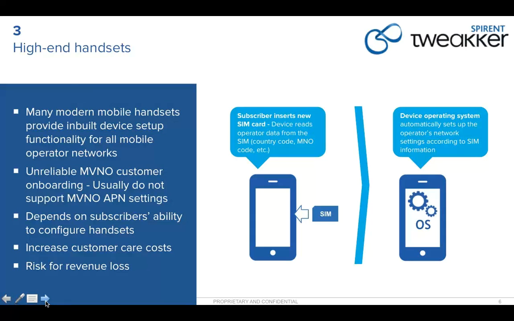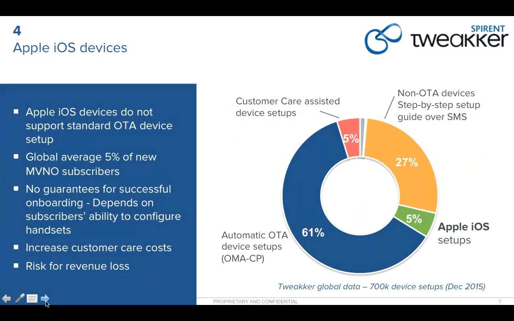Great. Number 4 on our list of device setup challenges is Apple iOS handsets, which do not support standard OTA device setup, and hence the MVNO's onboarding process often gets stuck at the iOS device setup stage. Based on Tweaker's global data, some 5% of the subscribers that are joining MVNOs today are Apple iOS users. And that's why this is a problem for MVNOs.